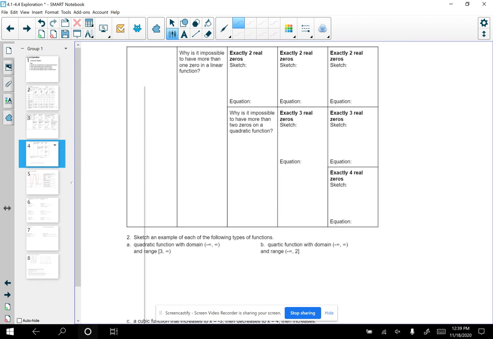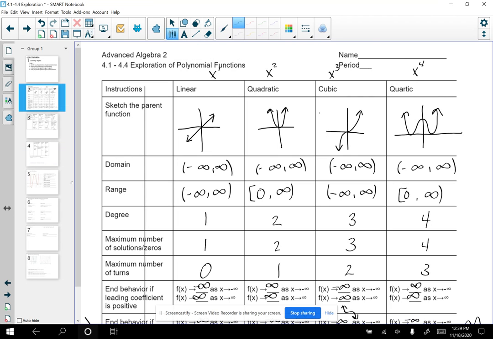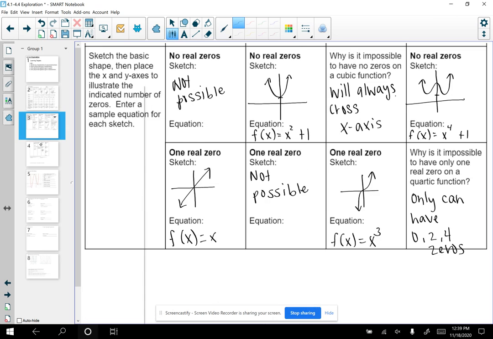Now we move on to why it is impossible to have more than one zero in a linear function. In other words, why can a linear function never have any more than 1 zero? Because it only crosses the x-axis once. Or if we look back here, maximum number of solutions, 1. So that's also a reason.